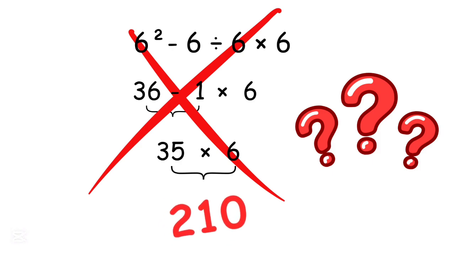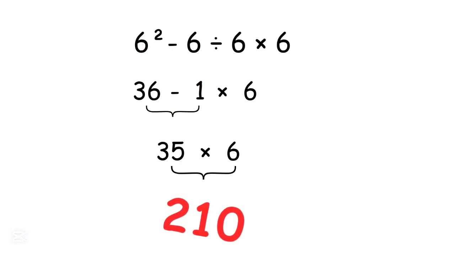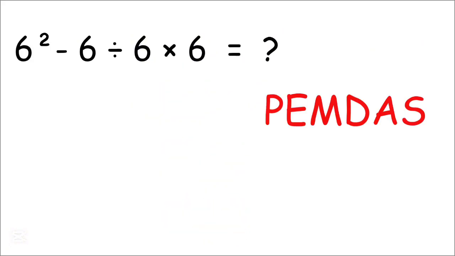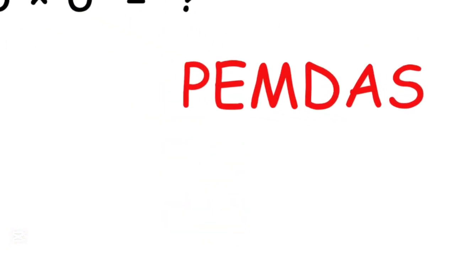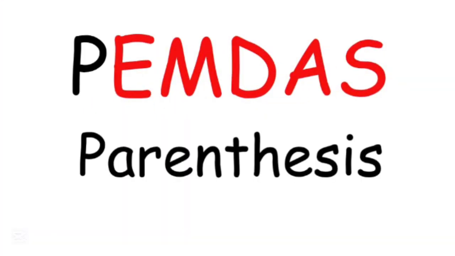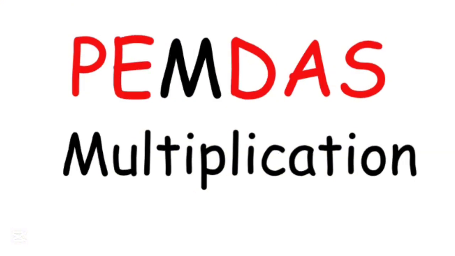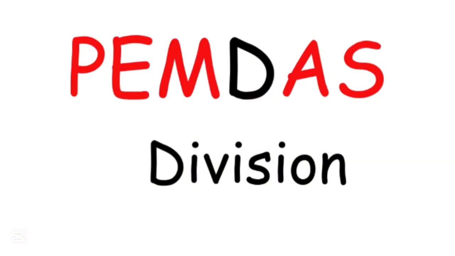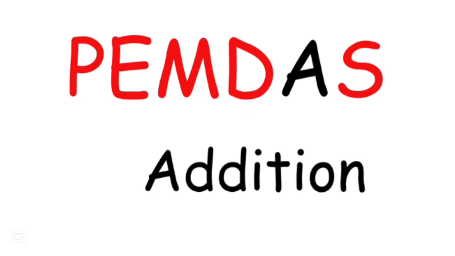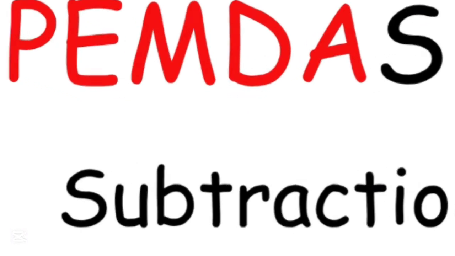Let me tell you, as we didn't follow the rule of mathematics, because according to the order of operations, which is PEMDAS, where priority shifts from left to right, here first we have to solve P, which stands for parentheses, then E, which stands for exponent, then M, which stands for multiplication, D stands for division, here A stands for addition, and lastly S stands for subtraction.